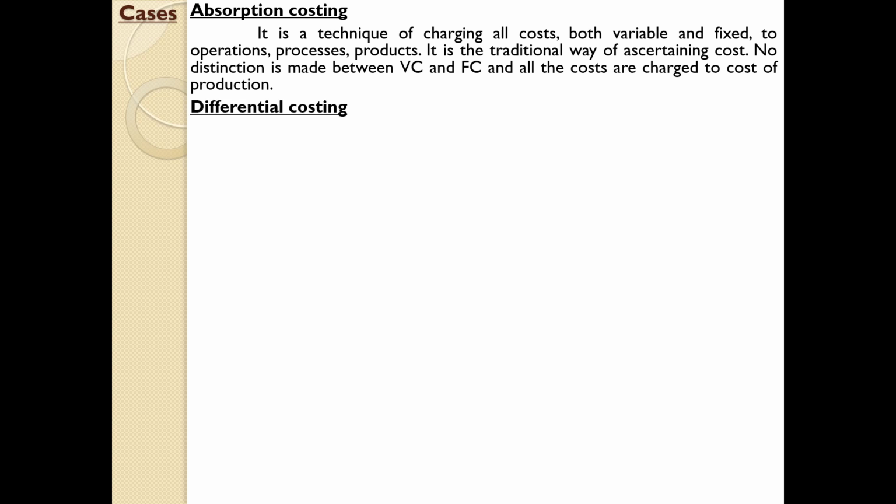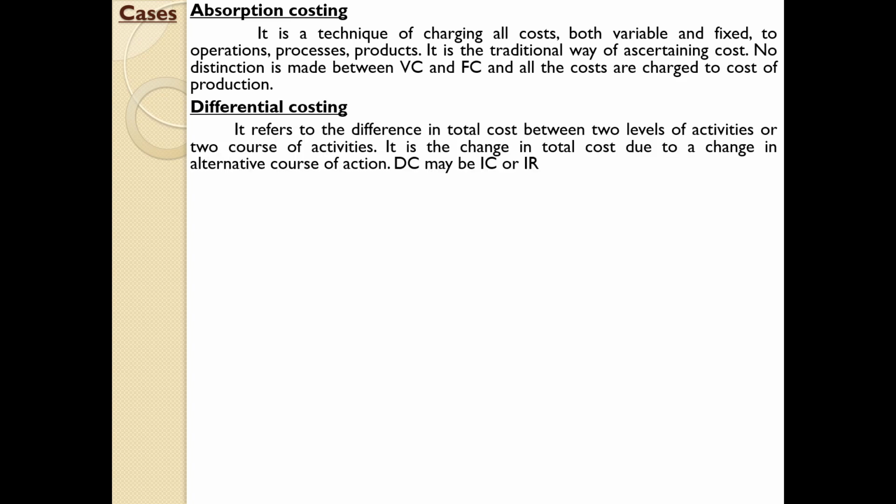Next one, differential costing. Differential costing refers to the difference in the total cost between two levels of activity or two courses of activity. It is a change in the total cost due to a change in alternate course of action.